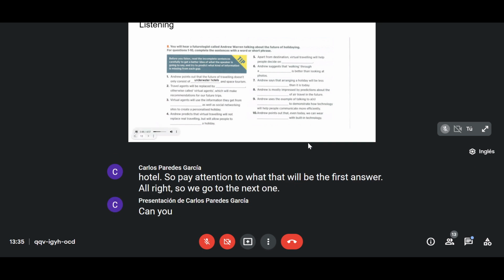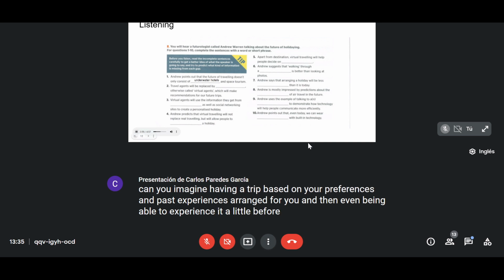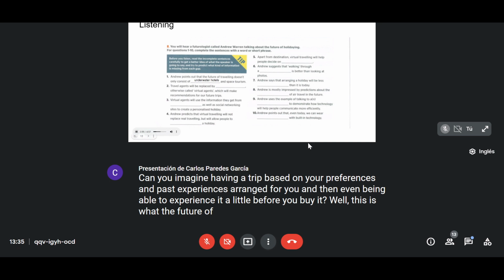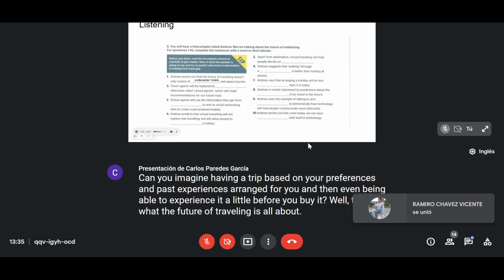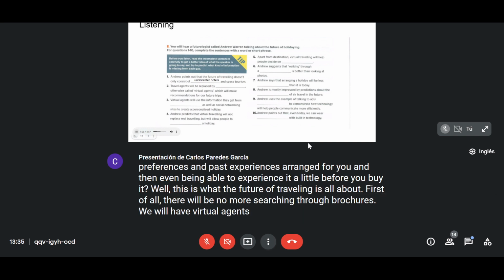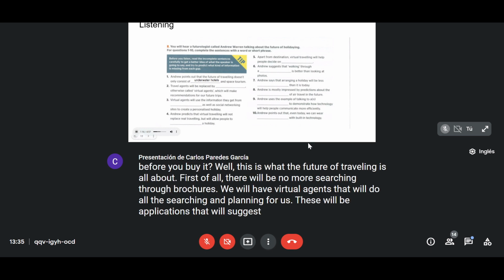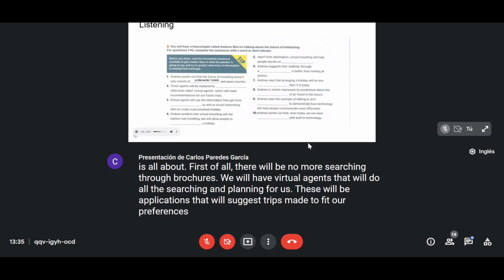Can you imagine having a trip based on your preferences and past experiences arranged for you, and then even being able to experience it a little before you buy it? Well, this is what the future of travelling is all about. First of all, there will be no more searching through brochures. We will have virtual agents that will do all the searching and planning for us. These will be applications that will suggest trips made to fit our preferences and suit our needs.